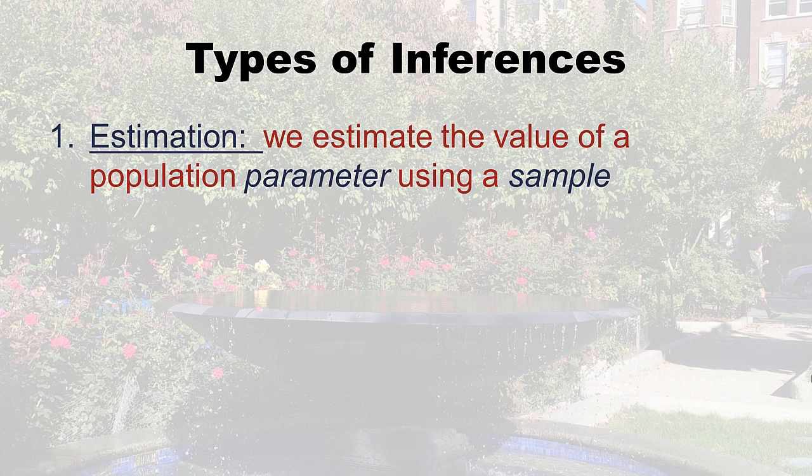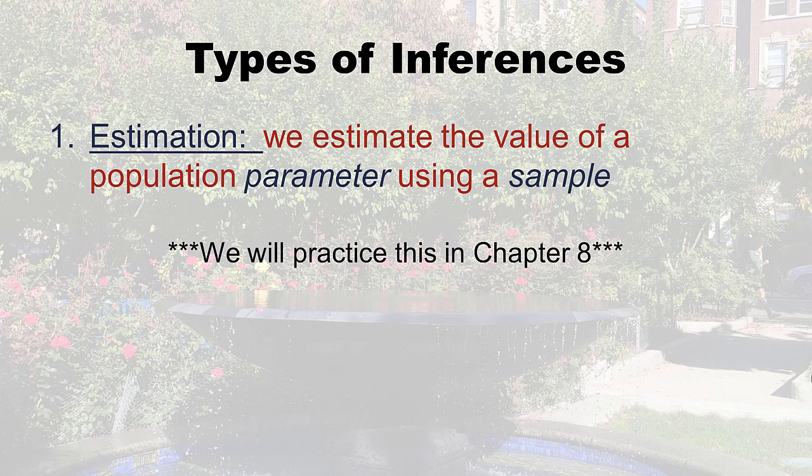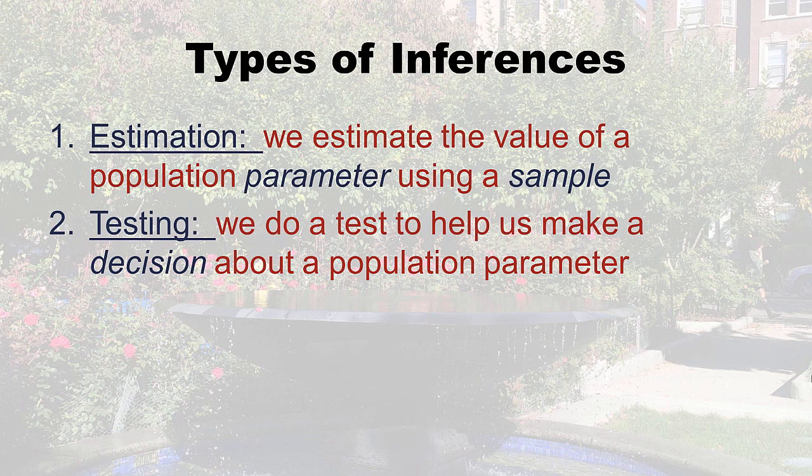So there's three different kinds I'm going to talk about. The first kind is estimation, where we estimate the value of a parameter using a sample. So the sample is kind of like the smoke and the parameter is the fire we can't see. So we estimate it, okay? And we're going to talk about that in chapter 8 more. A second type of inference we do is testing, where we do a test to help us make a decision about a population parameter. In other words, we don't know one, but we want to make a decision about it, so we do a statistical test. And we're not going to get into that. That's in chapter 9.